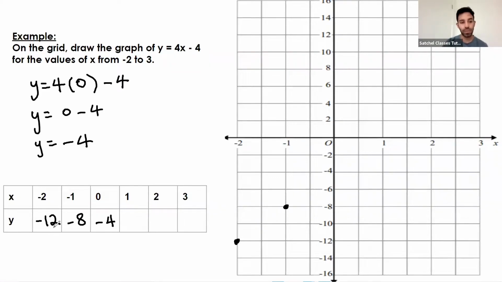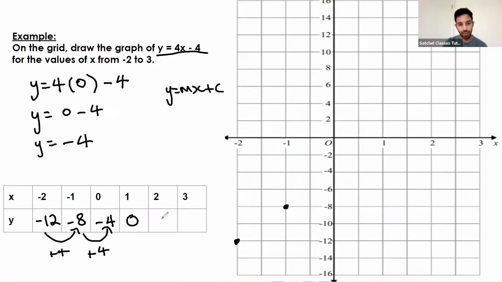Now, hopefully you'll be able to see a pattern here. We're going up in 4s each time. And the reason for that is because we have a linear equation. So we said the equation of a linear line is y is equal to mx plus c. Therefore, this increase is going to be constant. So the next y value, without doing any substitution, should be 0. And the one after that should be 4, and the one after that should be 8. Now I'm just going to test this out for 0 as well to see if this holds true.